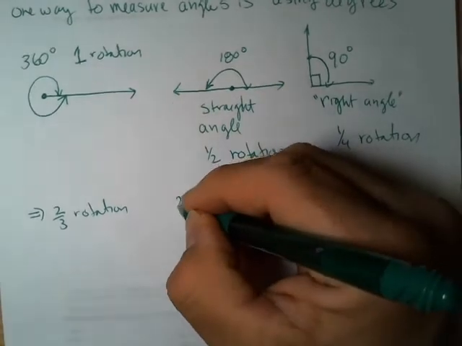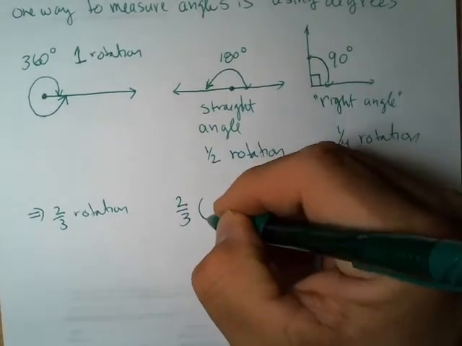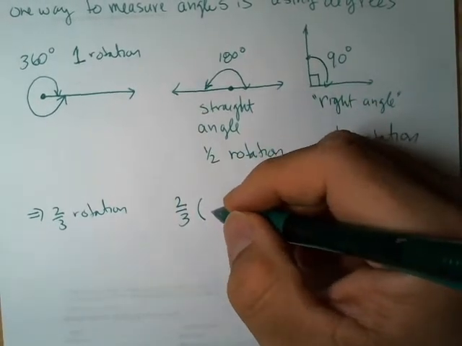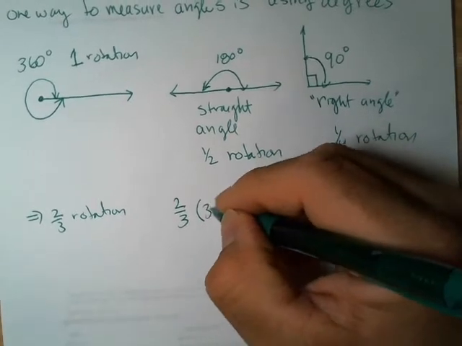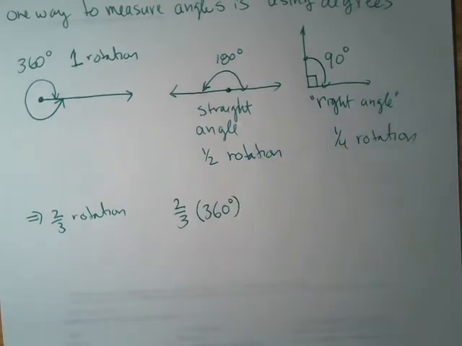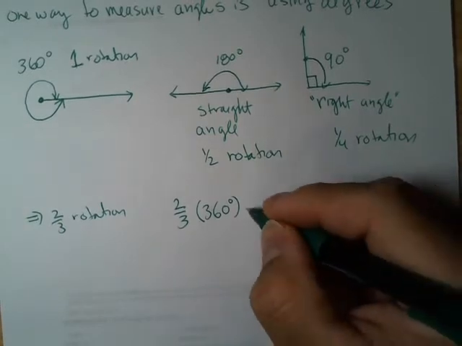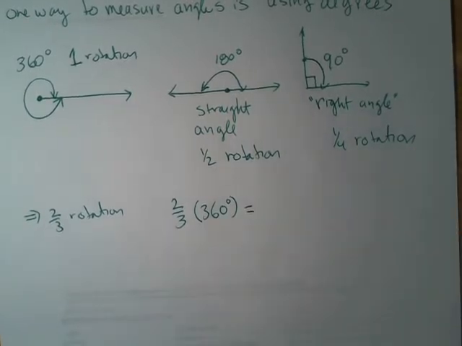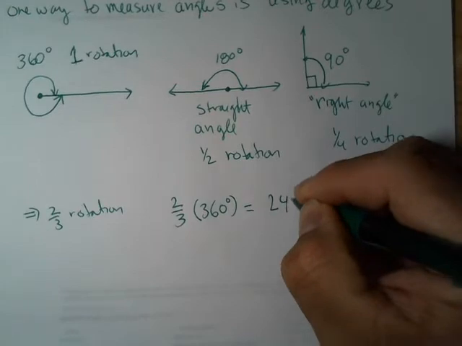We can take 2/3 and multiply that by 360 degrees. Don't forget that degree, so we know what kind of units we're dealing with, think of it like a unit. So that would be 240 degrees.